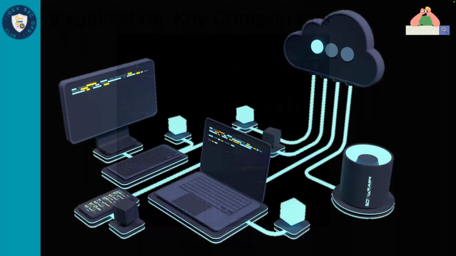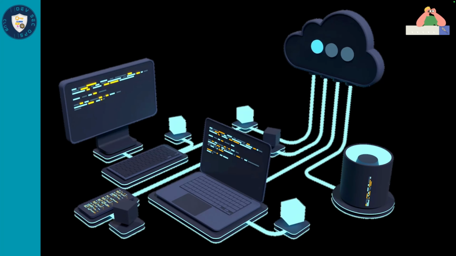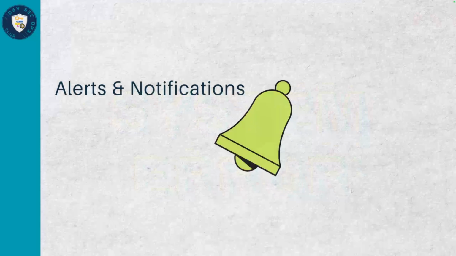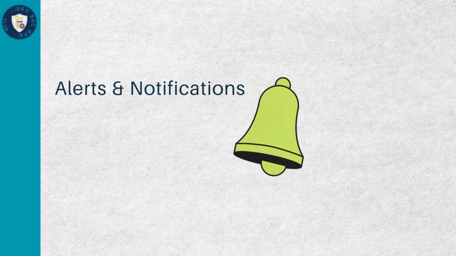So by leveraging these visual monitoring techniques, IT teams can streamline operations, predict issues faster, and make data driven improvements. But what if a problem occurs? That's where alerting comes in, and which is our next topic: alerts and notifications.